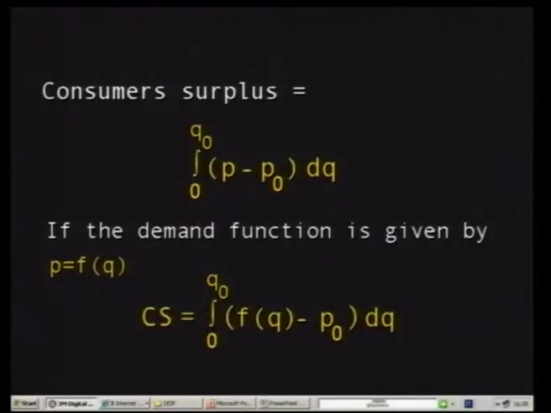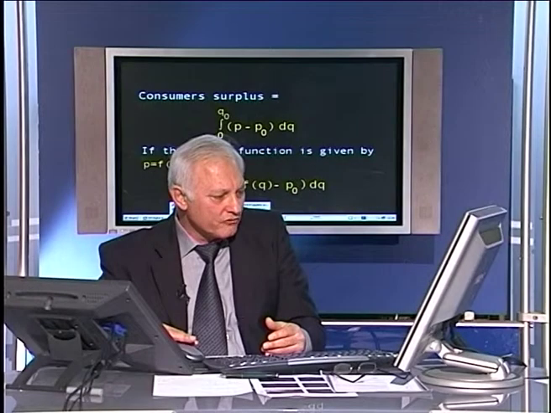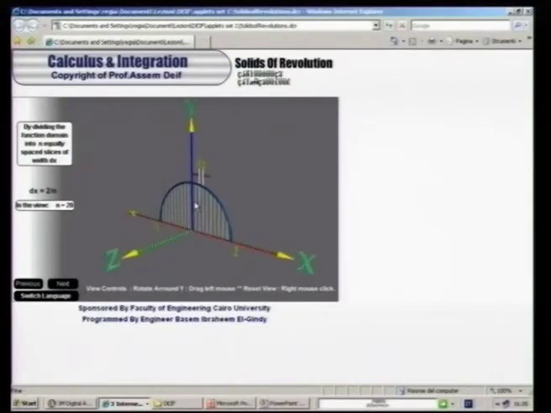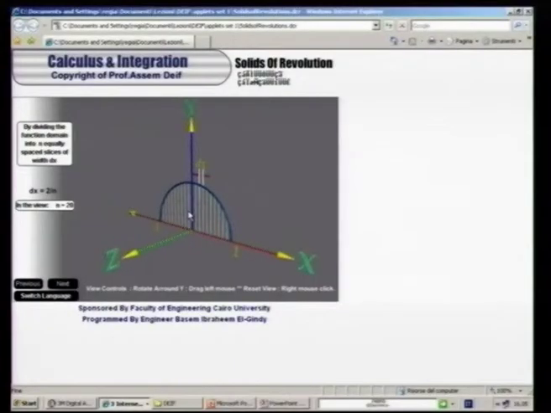But this is not the only application. In fact, you can have as many applications as you wish. For example, suppose you wish to calculate volumes. We used the integration to calculate areas, but you may well use it to calculate volumes. Here you have a circle, and this circle rotates about the x-axis. What you get is a sphere, of course.